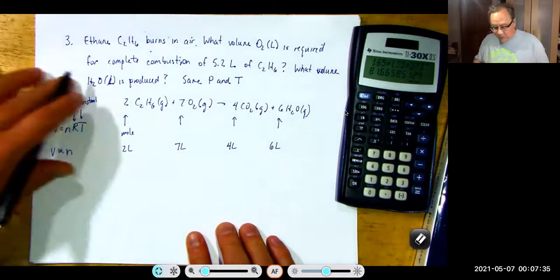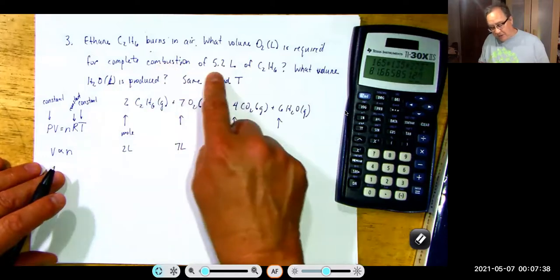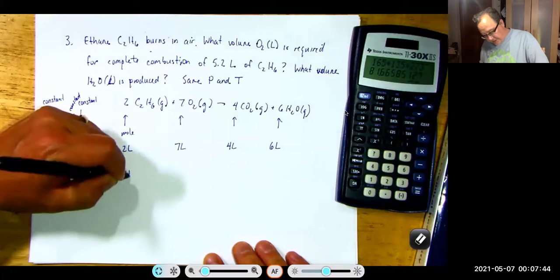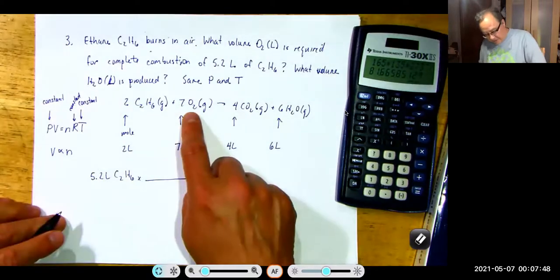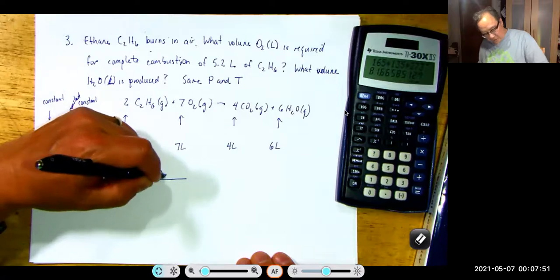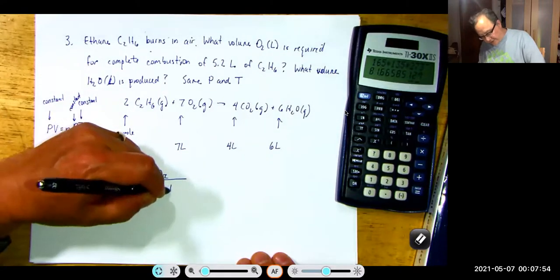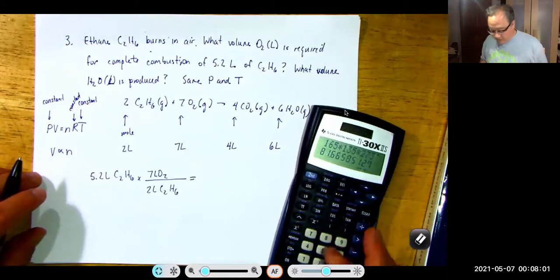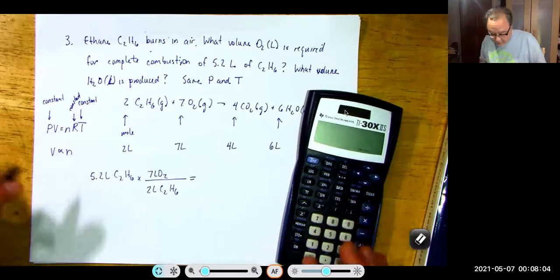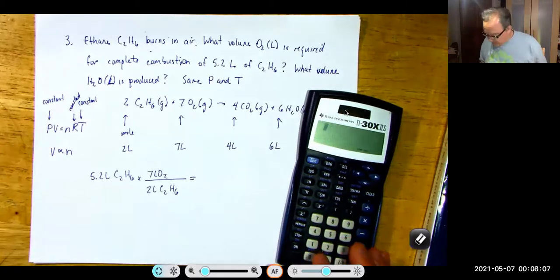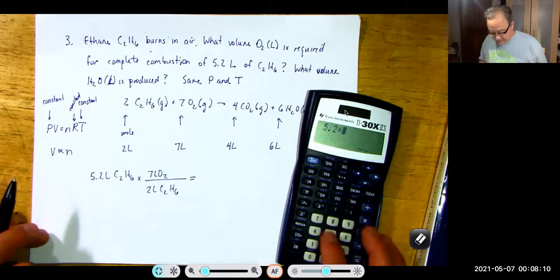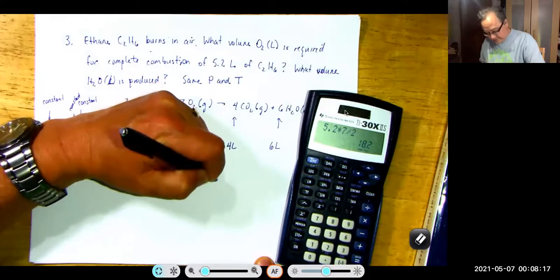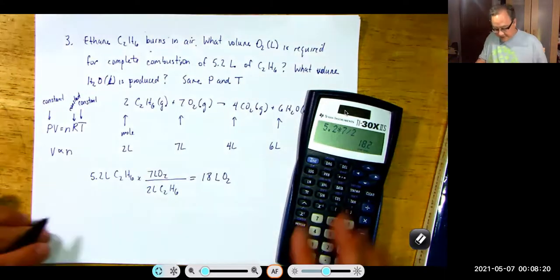So when they ask what volume of O2 is required for complete combustion of 5.2 liters of C2H6, we start off with 5.2 liters of C2H6 and we multiply by 7 liters of oxygen over 2 liters of C2H6. That's how easy this problem is, okay? If we did it another way, it would just be a pain. I'll show it to you just once. 5.2 times 7 divided by 2, and we get 18 liters of O2. And that's the answer.